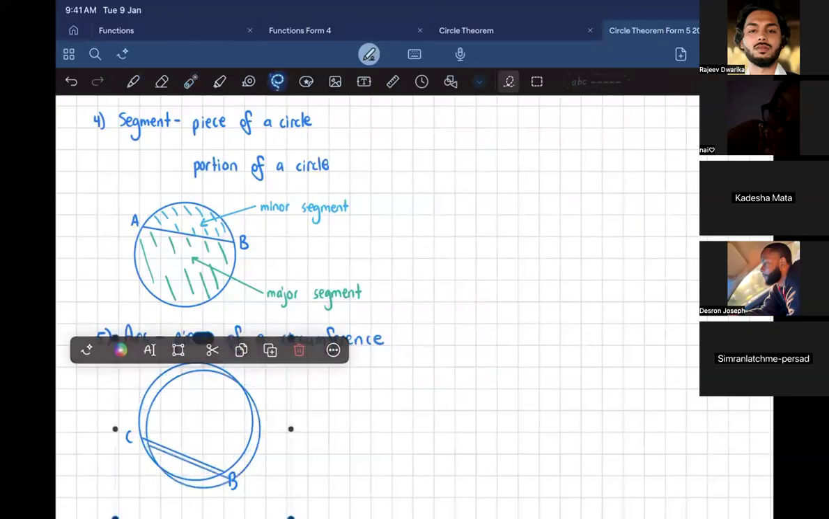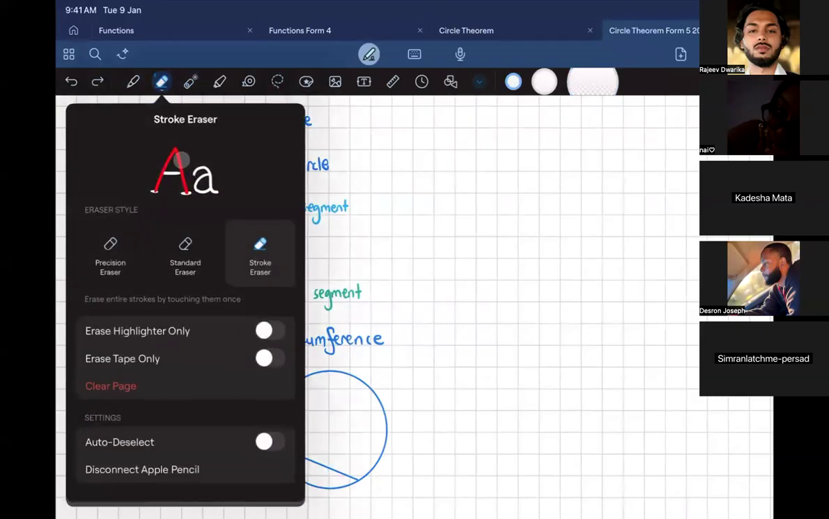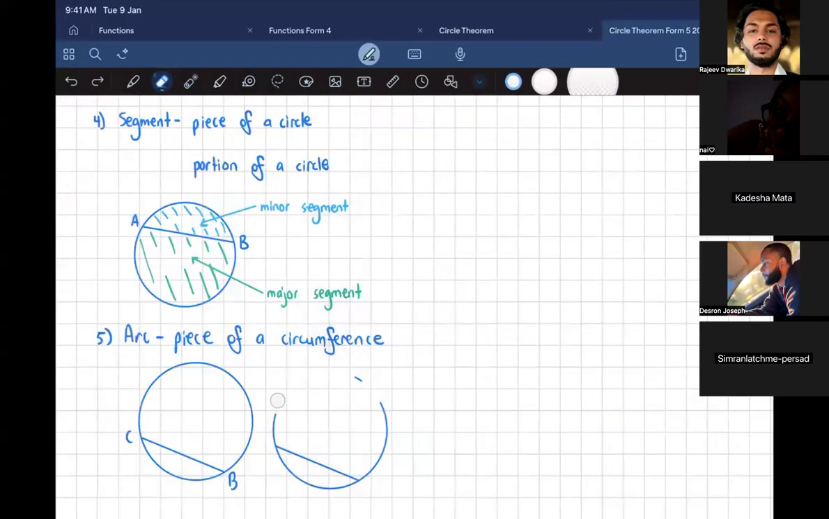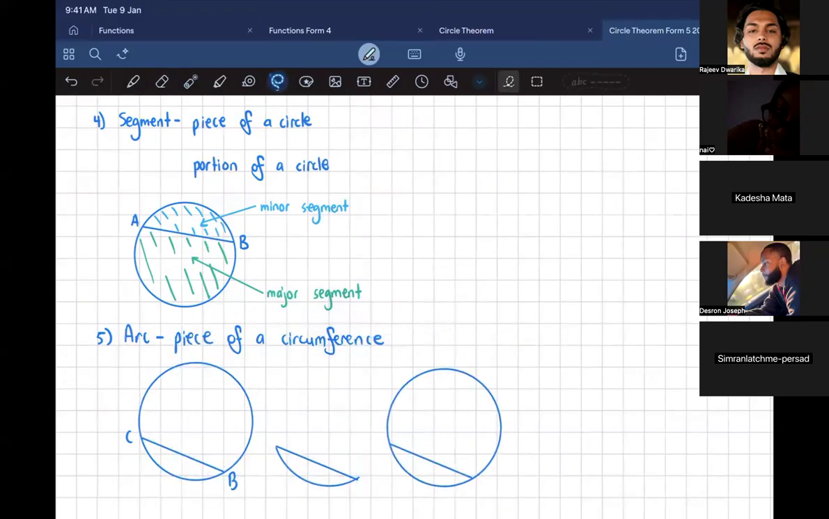So I say the arc is just a piece of a circumference. That's what I say. So Simran, let me just erase this a bit. So you would have this piece over here, and then you would have this piece over here. Now, Simran, if this was a piece of pizza, which one you eating? The bigger piece or the smaller piece?